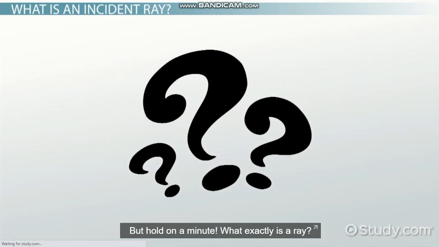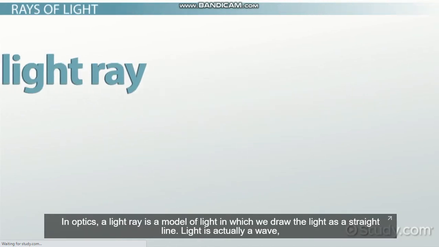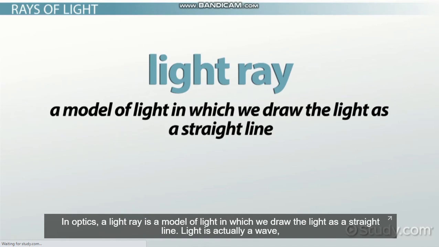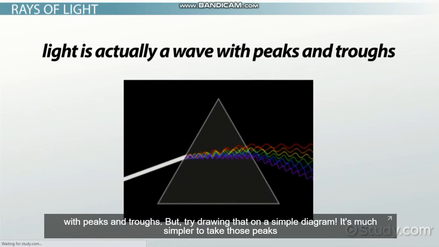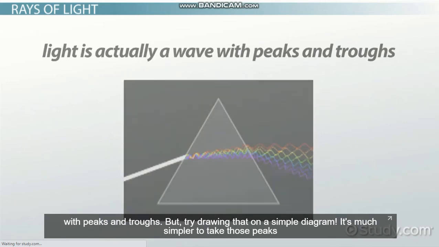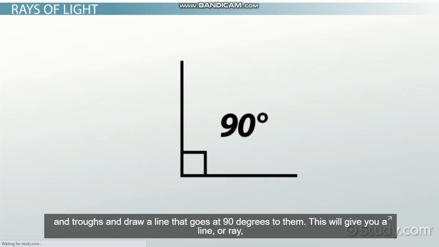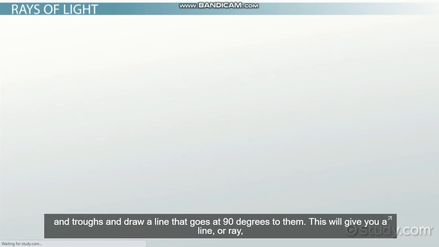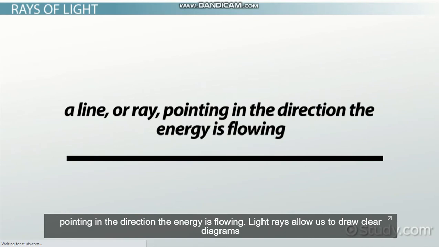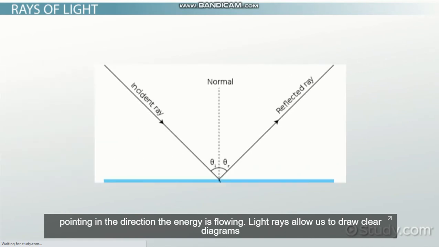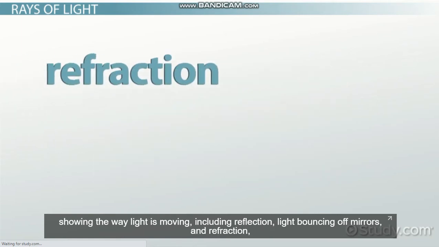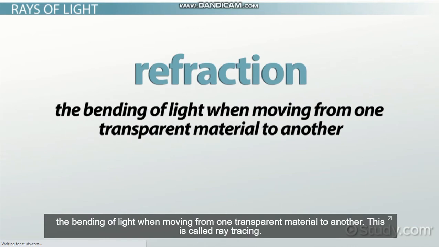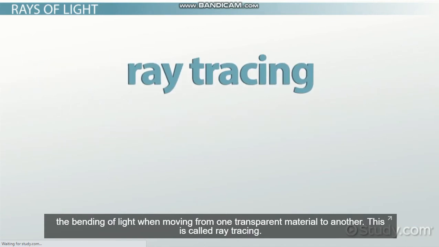But hold on a minute, what exactly is a ray? In optics, a light ray is a model of light in which we draw the light as a straight line. Light is actually a wave with peaks and troughs, but try drawing that on a simple diagram. It's much simpler to take those peaks and troughs and draw a line that goes at 90 degrees to them. This will give you a line, or ray, pointing in the direction the energy is flowing. Light rays allow us to draw clear diagrams showing the way light is moving, including reflection, light bouncing off mirrors, and refraction, the bending of light when moving from one transparent material to another. This is called ray tracing.